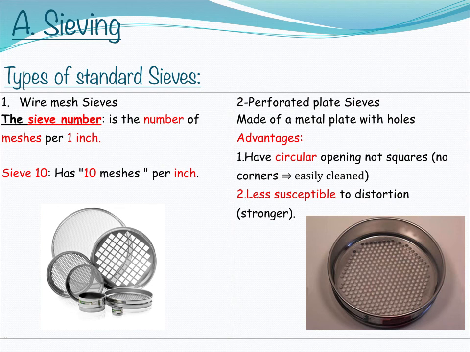On the other hand, we have another type of sieves, which is called perforated plate sieves. This type of sieve is formed of a metal plate with pores inside the plate, and these pores are usually circular rather than rectangular or square. The advantage of having a circular opening is that there is less possibility of powder accumulation in the sharp corners of the square opening, so the circular opening is easy to be cleaned and there is less possibility of aggregation of powder inside sharp corners. Also, usually this type of sieve is stronger than the normal sieve, so it is less susceptible to distortion even if you add pressure on it during sieving.